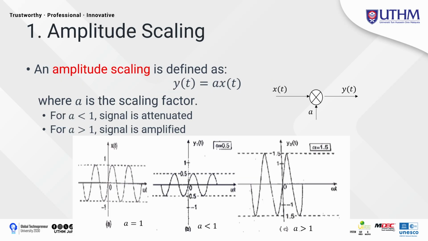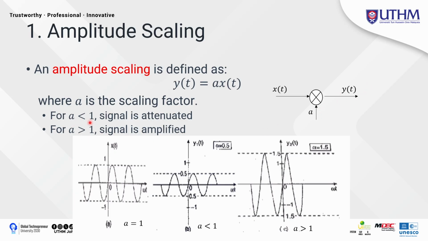Amplitude scaling is the process of changing the magnitude of the signal, which can be defined as y(t) = A x(t). A is a scaling factor. If A is less than 1, the signal is attenuated. If A is more than 1, the signal is amplified. Here is the simple block diagram where x is the input, A is the amplitude scaling, and y is the output.